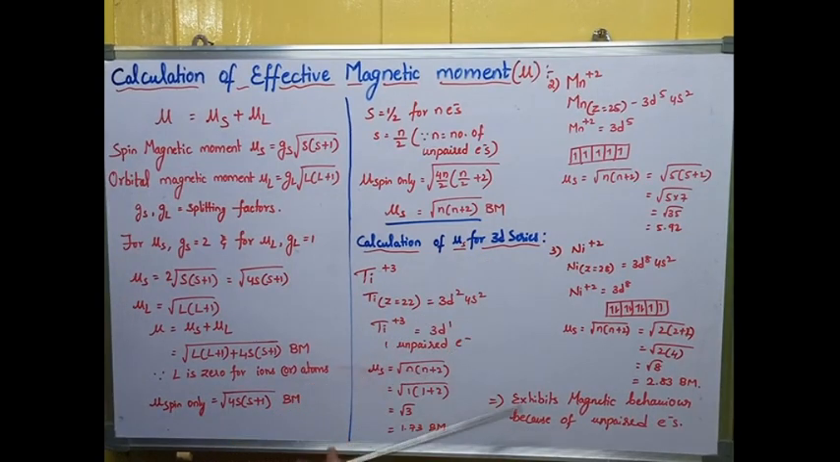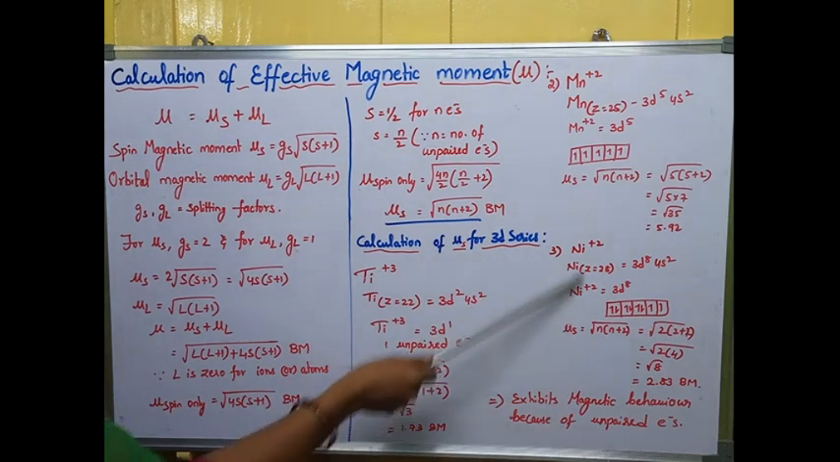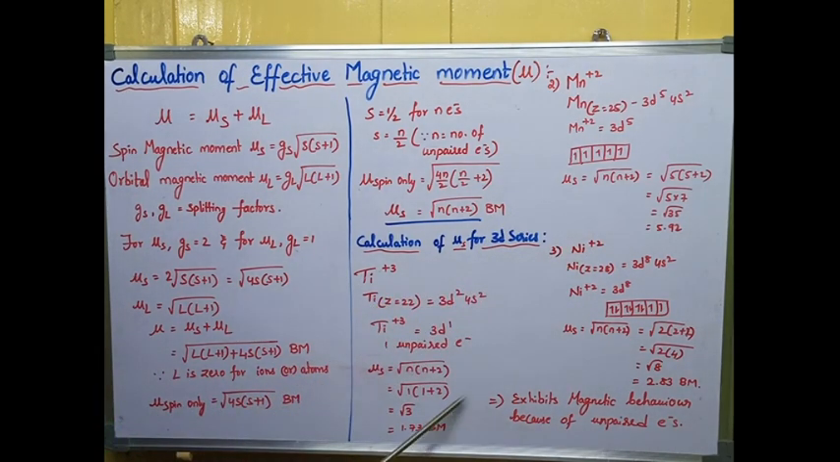Okay. So why does this d block 3d series exhibit magnetic behavior? This is because of the presence of unpaired electrons in their oxidation states. If you observe, d block elements always have unpaired electrons. Because of the unpaired electrons, they show paramagnetic nature and exhibit magnetic behavior. Okay, this is about the effective magnetic moment calculation for the 3d series.